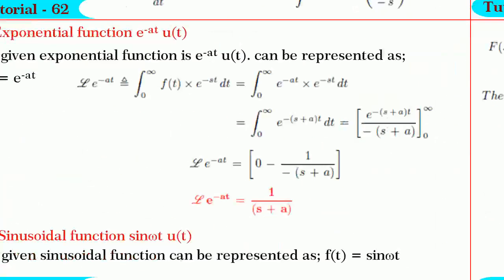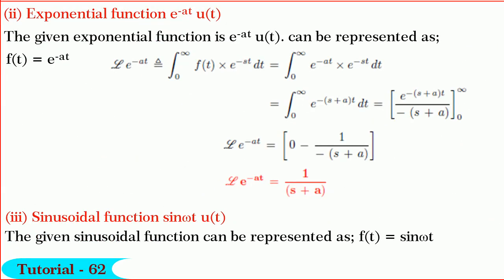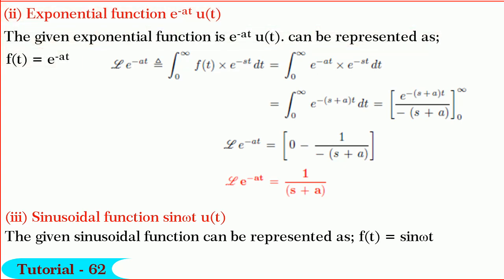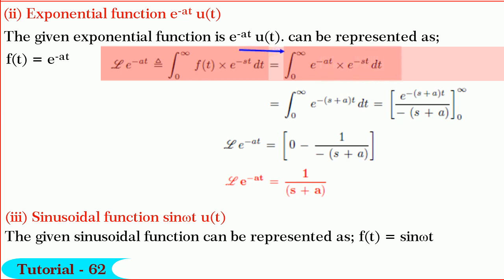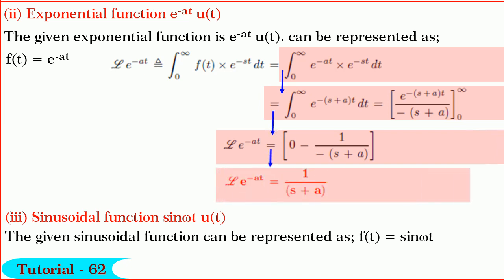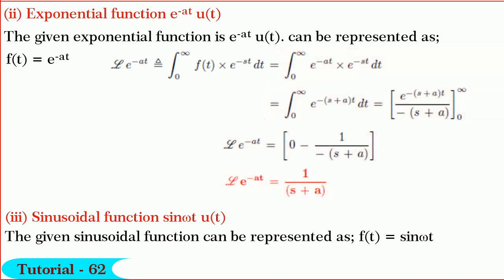Friends, next we shall take up exponential function. The given function is e to the power of minus at u of t, and it can be represented as f of t is equal to e to the power of minus at. Hence, by definition, L of e to the power of minus at is equal to integration 0 to infinity e to the power of minus at into e to the power of minus st dt. By solving, we get L of e to the power of minus at is equal to 1 divided by s plus a. Very simple, isn't it?